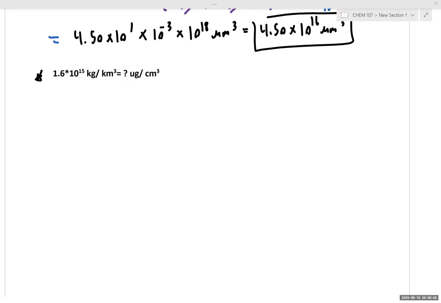And don't worry, this problem in particular is about as difficult as it's going to get for unit conversions. But I wanted to have everyone opportunity to attempt this example, and then we'll go over the solution.